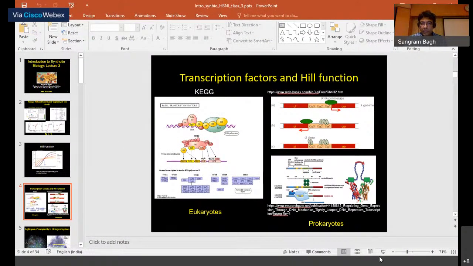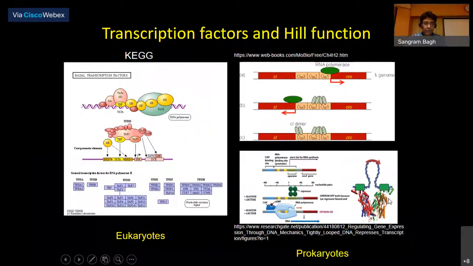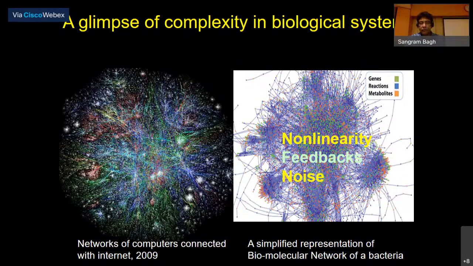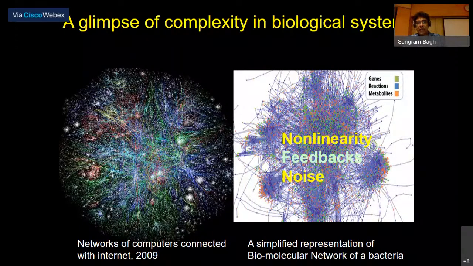Now I'm coming back to my PowerPoint presentation. As I said in the last two classes, this is an important picture in terms of the complexity of the biological system. And on the right-hand side, I showed a simplified representation of a biomolecular network of the bacteria. We talked about the nonlinearity a little bit, how this nonlinearity happens in gene regulation. And feedbacks mean, when we have the circuit, we'll come again to the circuits. And there is another important term we haven't touched yet, and that's called noise. And we'll see what noise means.